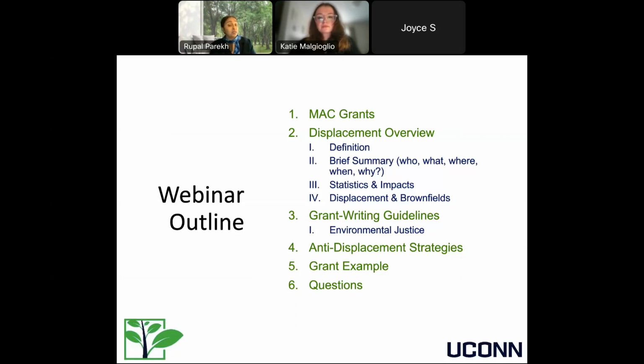We will also provide some pointers on writing the section and go into some specifics about anti-displacement strategies that you can write about on the grants and implement in your own communities. We'll have some discussion questions, but if not, depending on time, we will also provide an example of writing about displacement on the MAC grants. And then, of course, if we have time, we'll leave some time for Q&A.